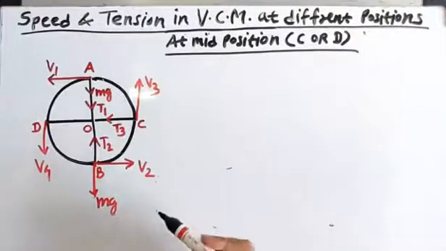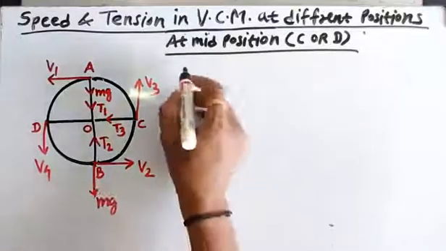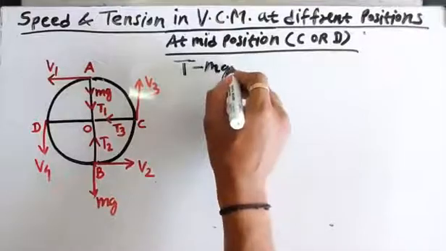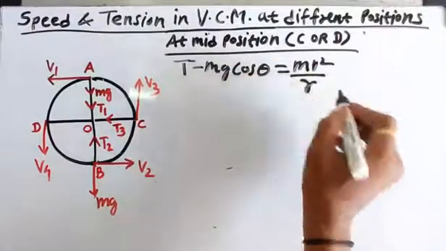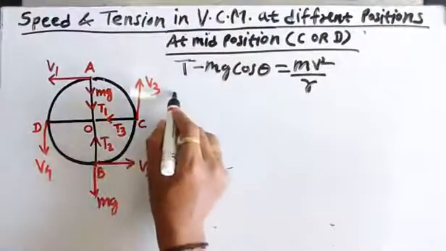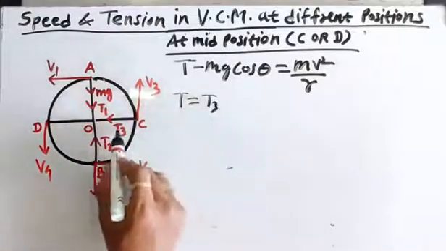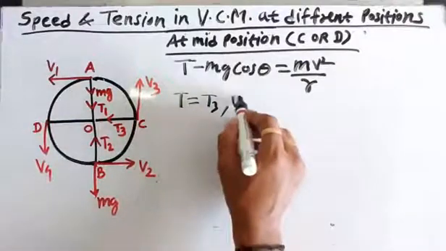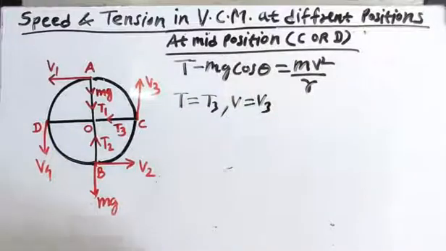We know that the resultant force acting on a particle performing VCM at any position is given by the equation T minus mg cos theta is equal to mv square upon r. Now from the figure we can see this tension T. We can put it as T3 for point C, tension in the string, that is T3. V, that is linear speed, is nothing but V3. So for this V we are going to substitute V3.